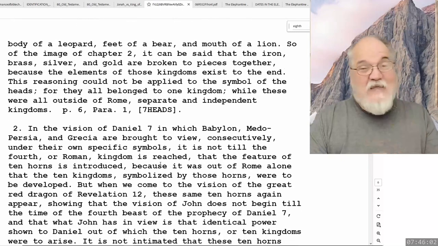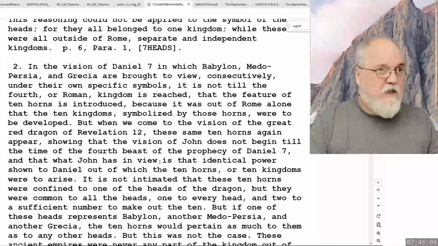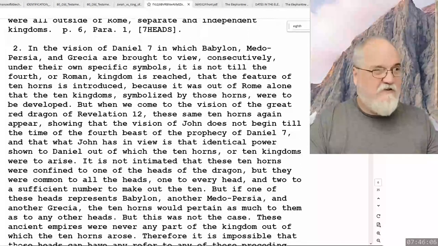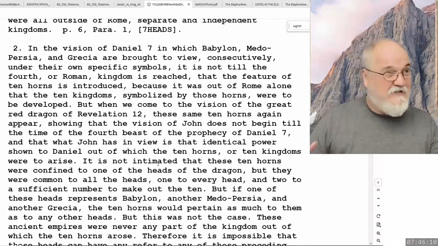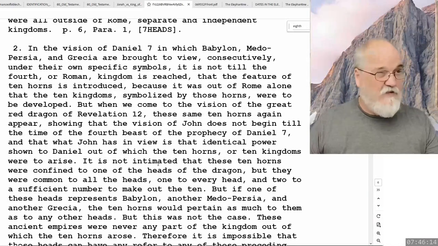Okay, so we can argue. So he says here, in the vision of Daniel 7, in which Babylon, Medo-Persia, Greece are brought to view consecutively under their own specific symbols, it is not till the fourth or Roman kingdom is reached that the feature of the ten horns is introduced, because it was out of Rome alone that the ten kingdoms symbolized by those ten horns were to be developed.